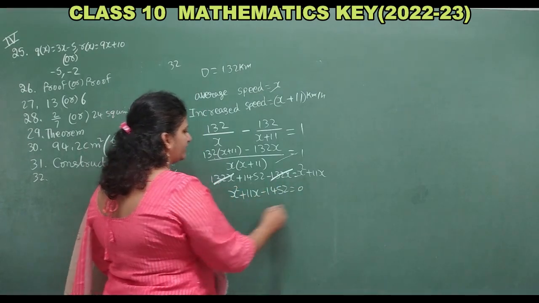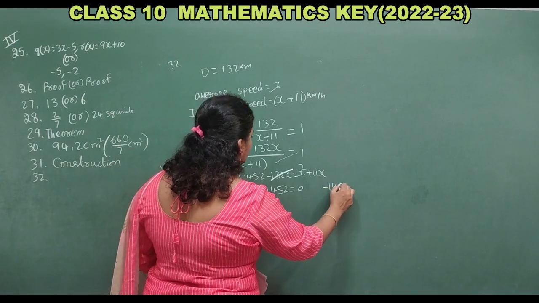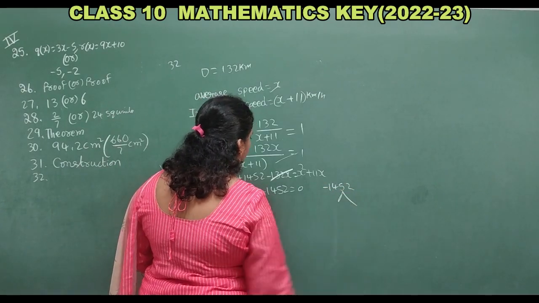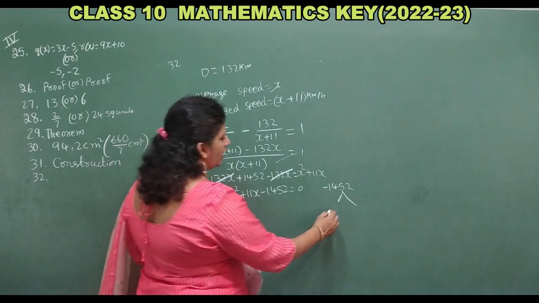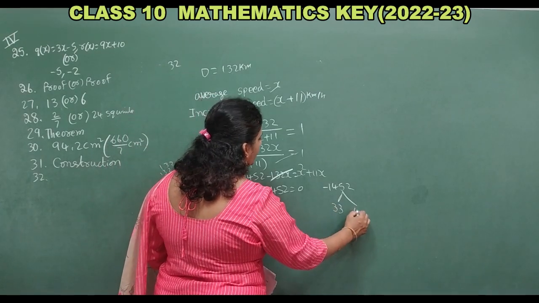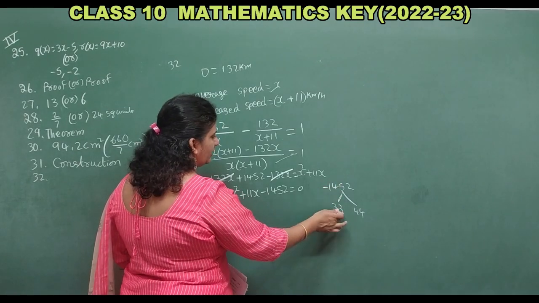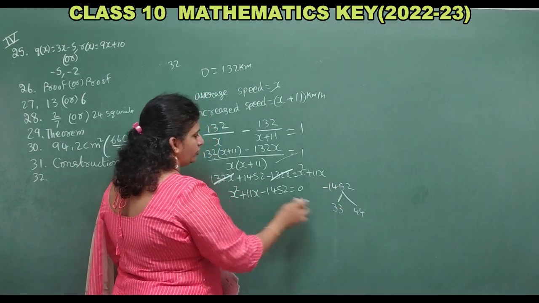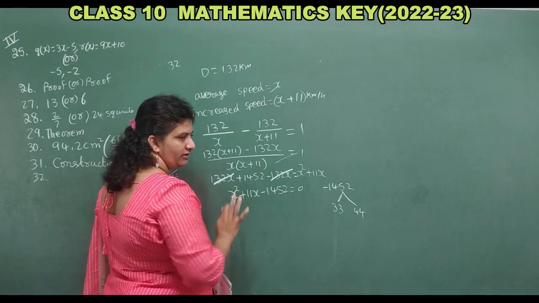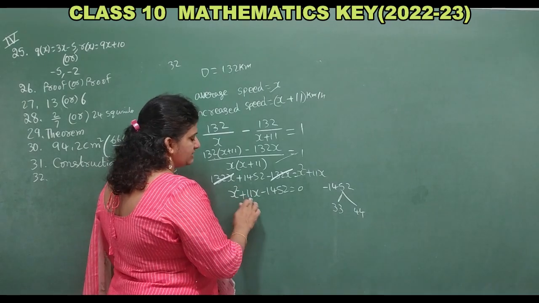Now find the factors for this. Minus 1452. What are the factors? If we do LCM, you are going to get 33 and 44 for 1452. But if you multiply, you should get minus, and if you do addition or subtraction, you should get here plus sign. Plus 11.